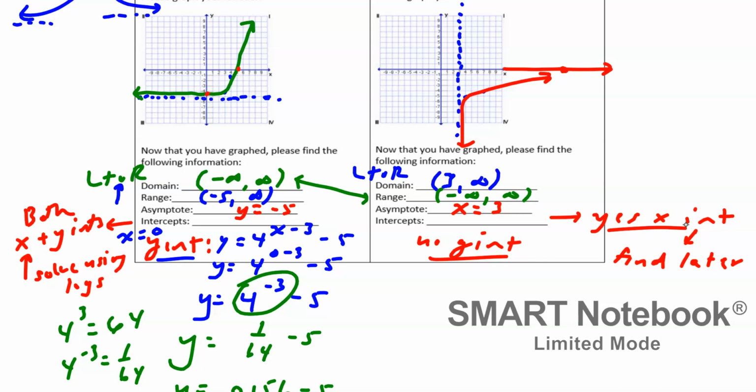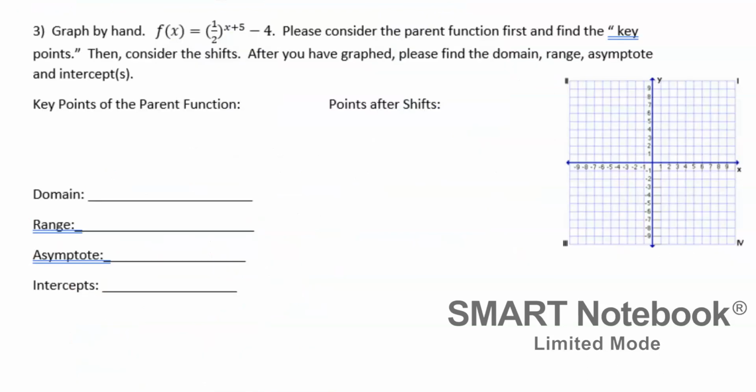These are more like what you might see on an exit slip. Graph by hand, graph this function, consider the parent function first, and find the key points, then consider the shifts. After you've graphed, please find the domain, range, asymptote, and intercepts.